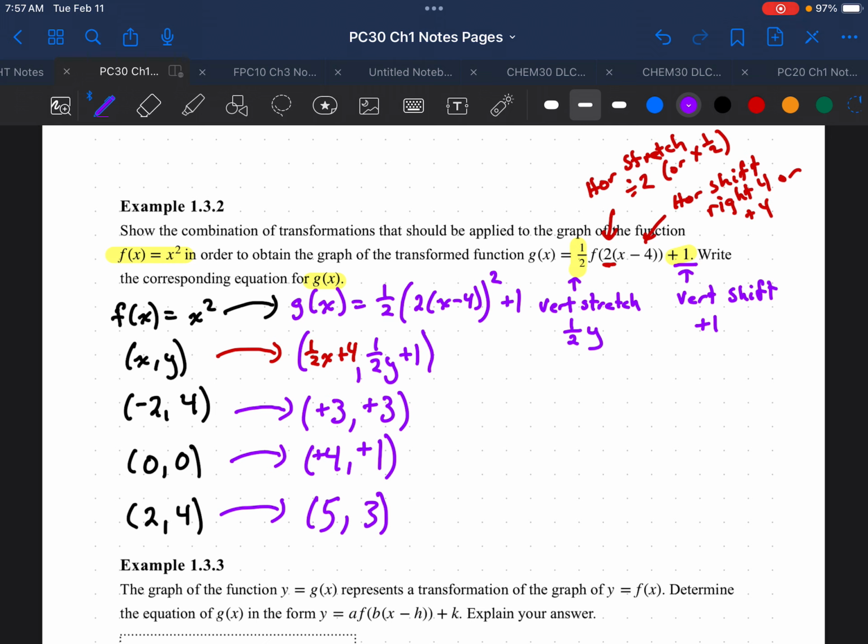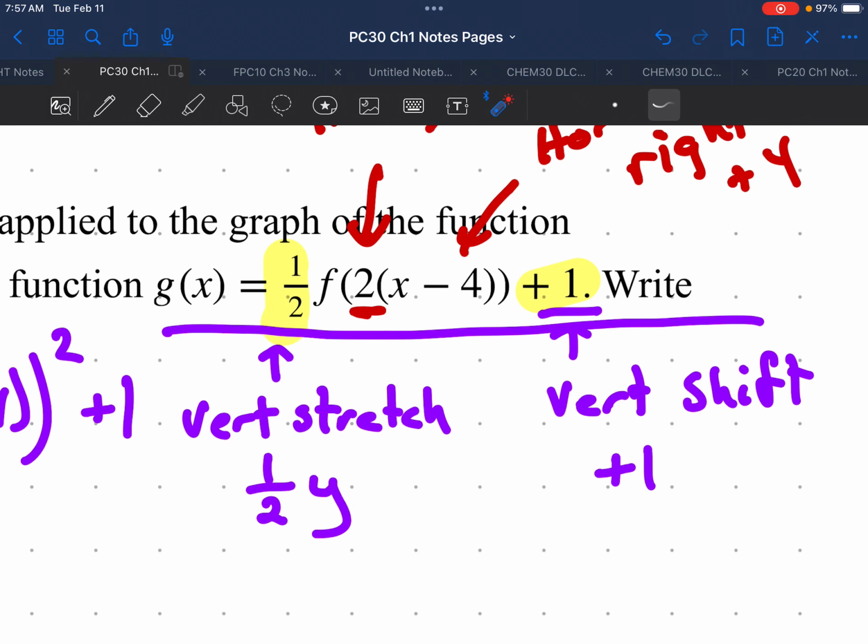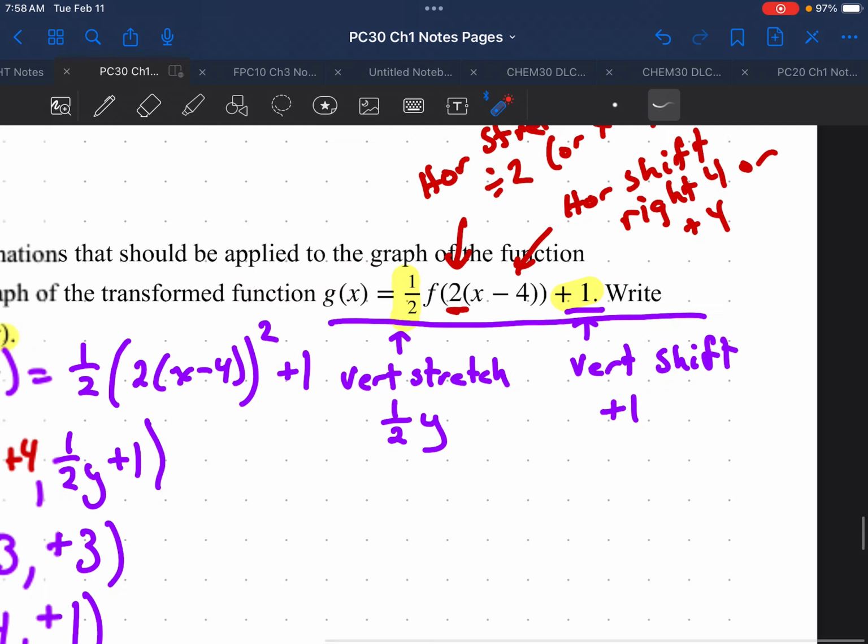All right, so that's how you read these transformations. There was no flips in this one. There were no reflections. So if we look in here, if this was a -2, then there would be a flip. Or if this was a -1/2, there would be a flip. So because both this and this were positive, there were no flips. This would flip it in the y-axis, so horizontal flip. A negative here would flip it in the x-axis. It's a vertical flip. All right?